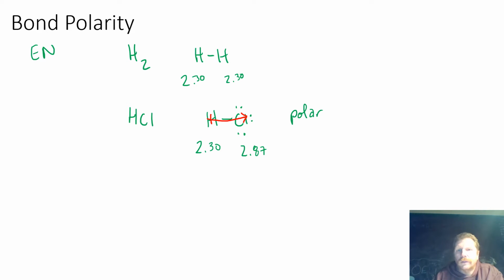That's a positive on the left-hand side of your arrow, and an arrow end pointing to the chlorine, where your partial negative charge is. So this shows you partial positive and partial negative charges there. Basically, if you see an electronegativity difference between two atoms within a single bond, that would constitute a polar bond.